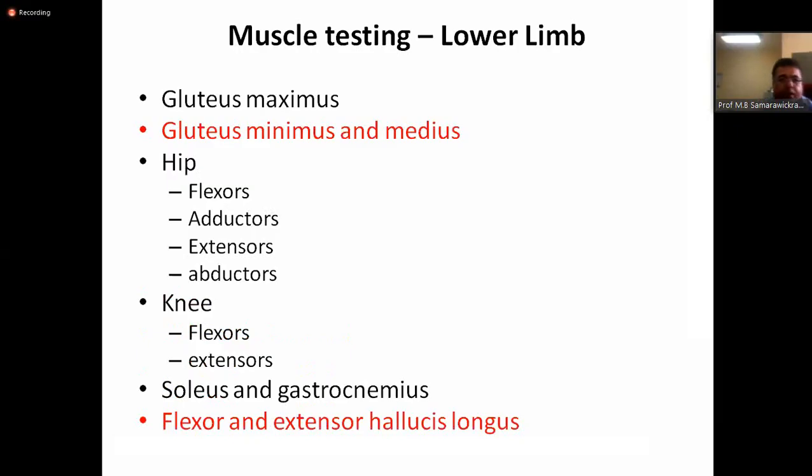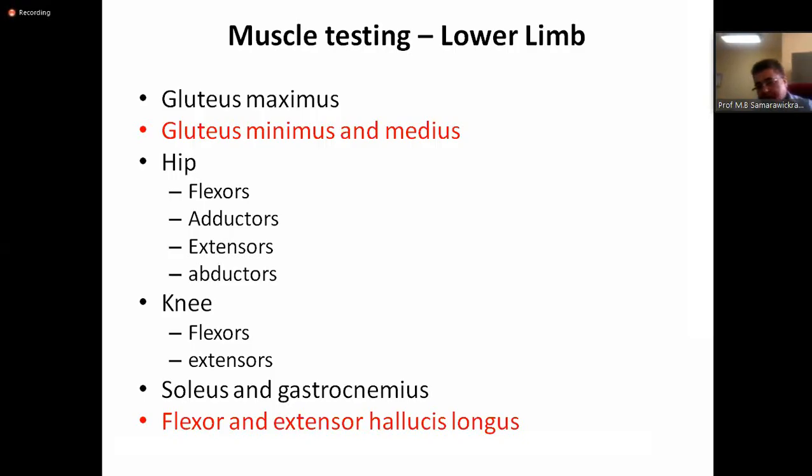Gluteus maximus is the one that extends your hip. Gluteus minimus and medius you test by doing the Trendelenburg test, right? Individual hip flexor muscles you cannot test, but you can test the hip flexors, adductors, extensors and abductors as groups of muscles. If you want to test the flexor muscles, you flex the hip against resistance, right? For adductors, you adduct the hip against resistance. The knee flexors and knee extensors are similar.